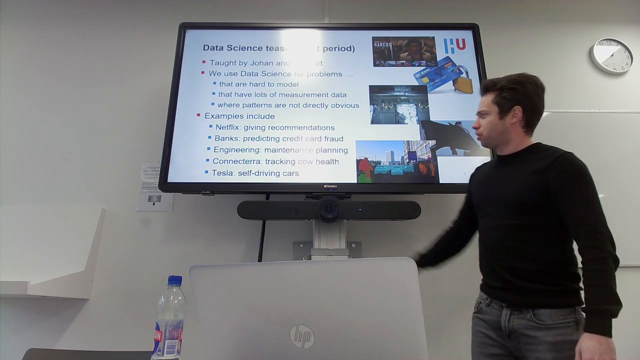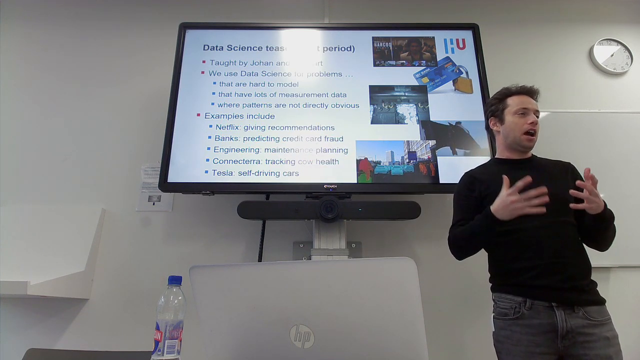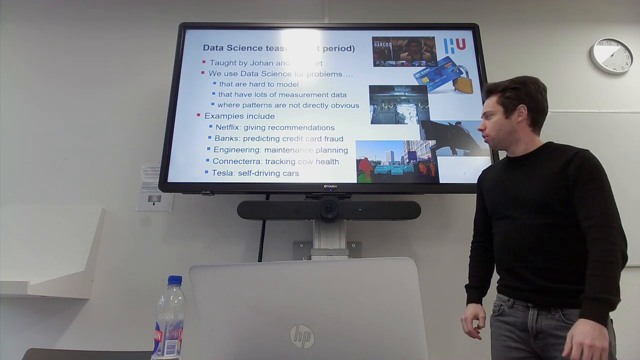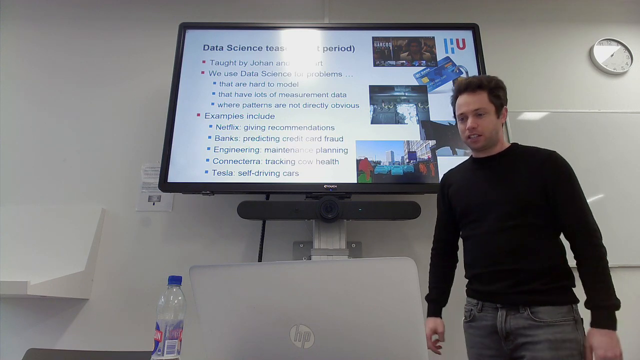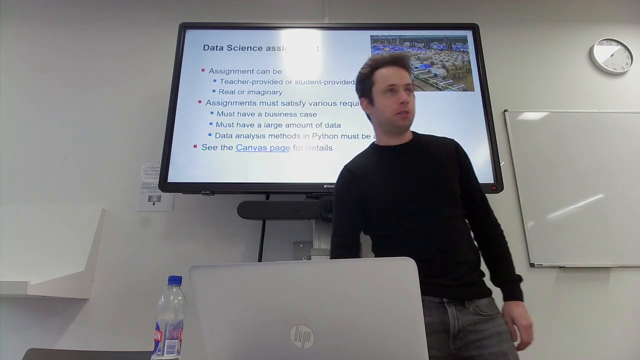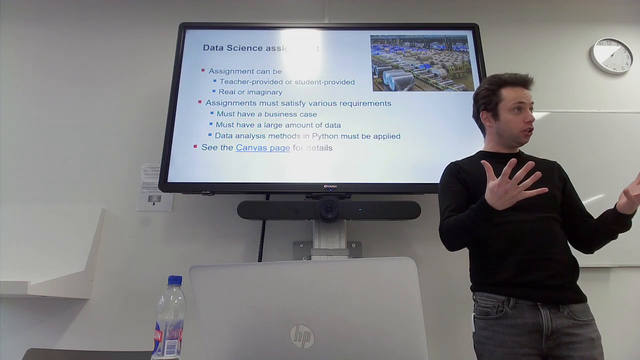Another example, Connectera is a company that tracks the health of cows. They put a motion sensor on the cow, and if a cow starts walking less, oh, he might be ill, let's send him to the doctor. Or Tesla, self-driving cars. They all use various types of data science. Why am I telling you this? I'm telling you this because next period, you can choose your own assignments, and it could be totally fictional.